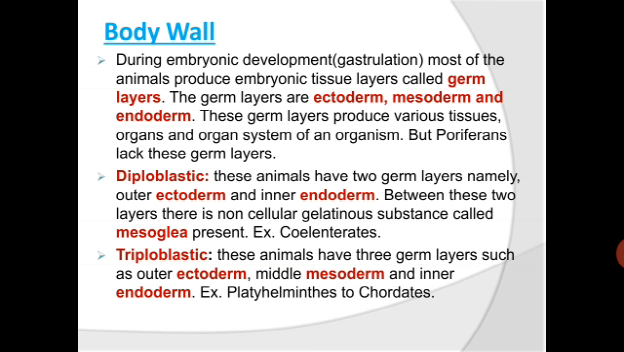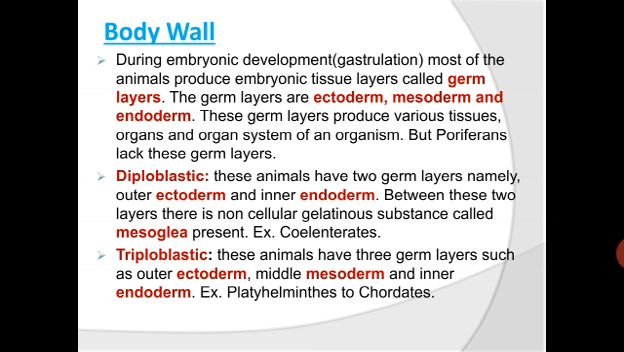Whereas in triploblastic organisms, these animals have three germ layers. So they have three germ layers such as outer ectoderm, middle mesoderm and inner endoderm. It is observed from platyhelminthes to the chordates. So there were two types of organisms, diploblastic and triploblastic. Remember students, this will be asked for 1 or 2 marks. Diploblastic means what? Here the animals have two germ layers, that is outer ectoderm and inner endoderm, whereas in triploblastic these animals have three germ layers such as an outer ectoderm, middle mesoderm and inner endoderm.